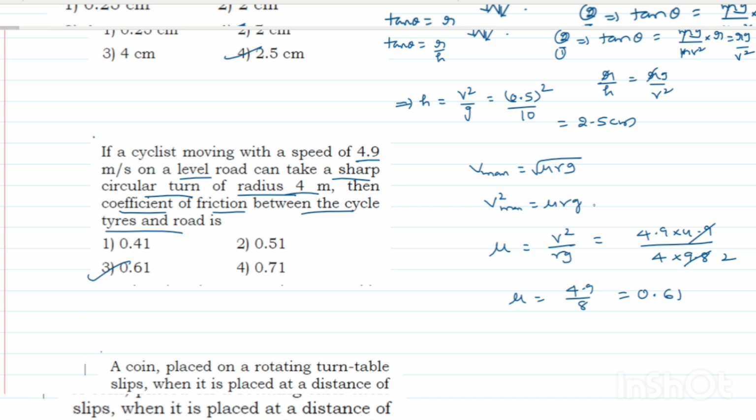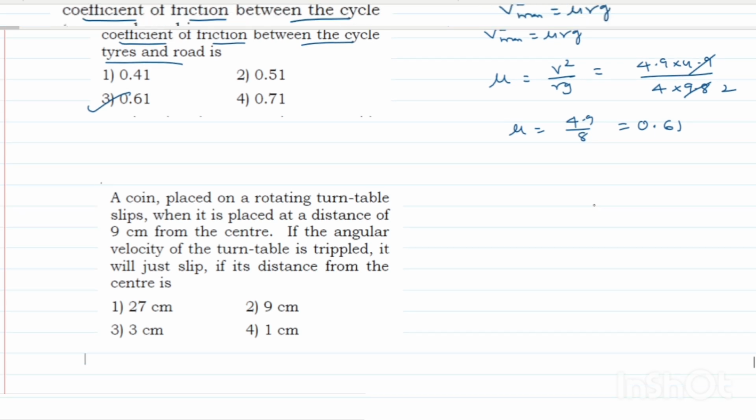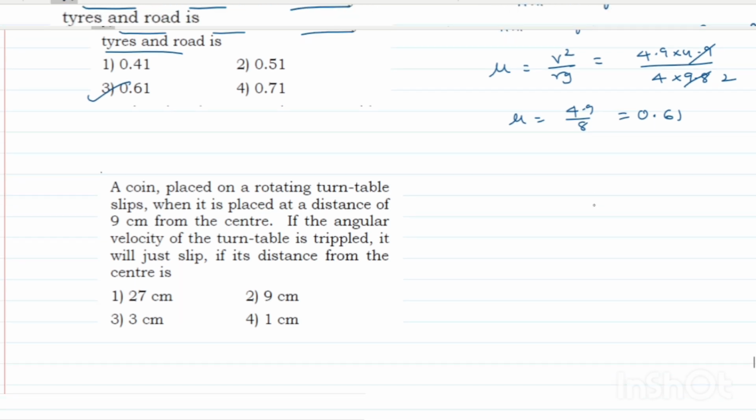Let us see the next question. A coin is placed on a rotating turntable. It slips when it is placed at a distance of 9 cm from the center. A rotating table is given here, and at this position you are placing a coin, and this radius is given as 9 cm. This is the coin you are placing, and it is going to be rotating about its axis.